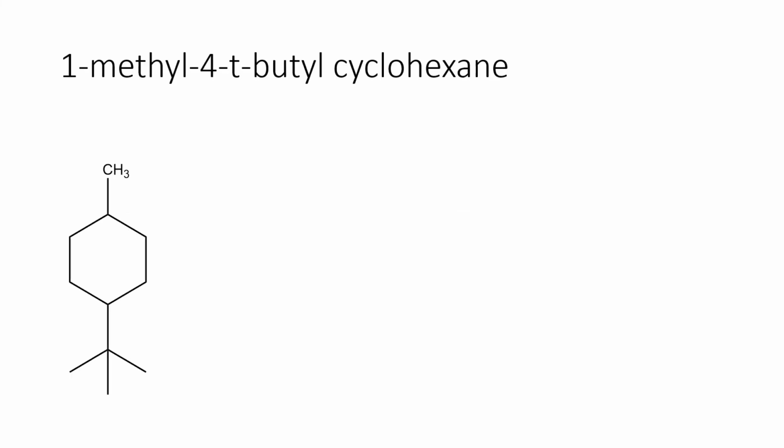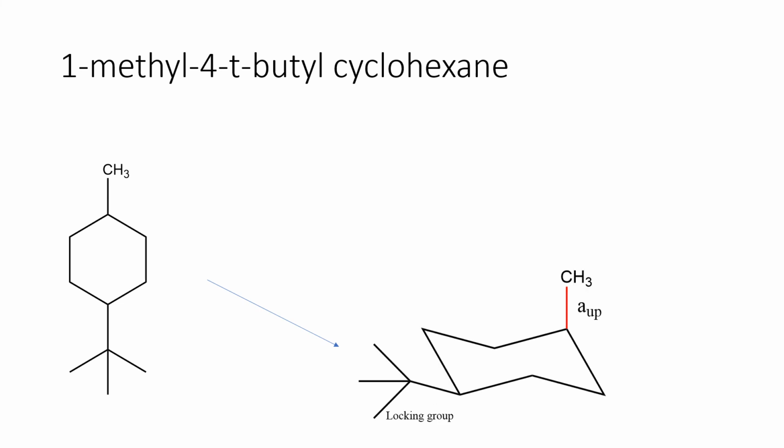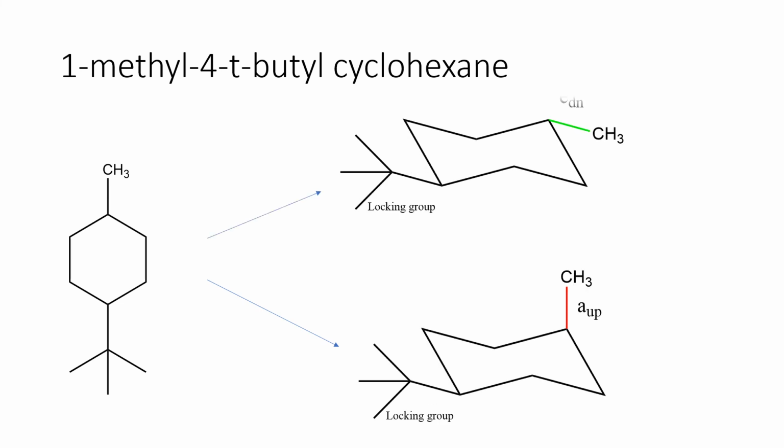For example, if we take 1-methyl 4-tertiary butyl cyclohexane, this is the example. Here the tertiary butyl group is a bulky group, therefore it always takes the equatorial position and looks like this. So we can write 2 conformations, one up and one down. This is always in the equatorial, so no more conformations for this one. So now which is more stable? This one is more stable because both of these are in the equatorial position.